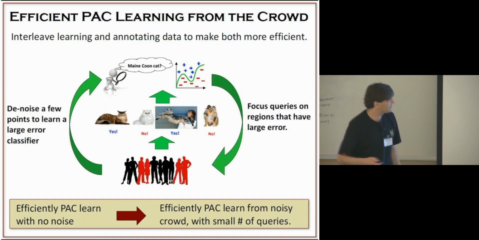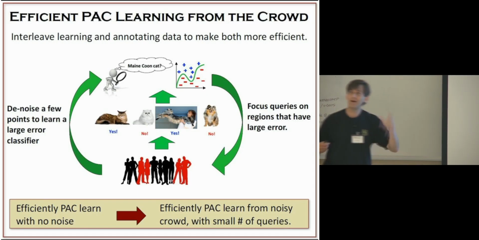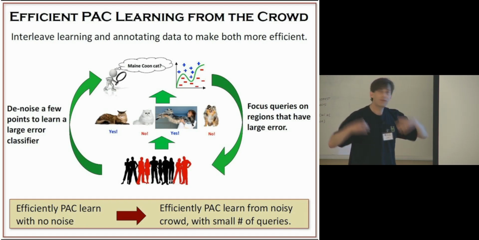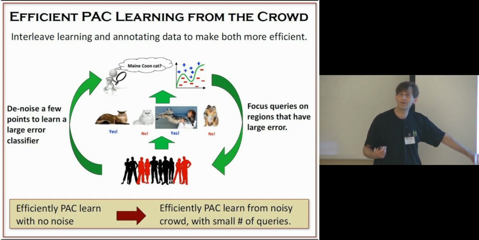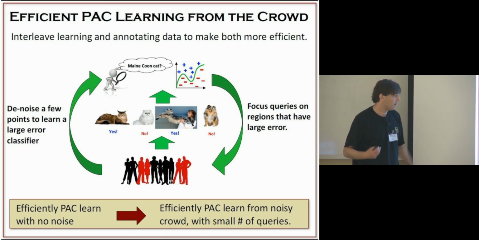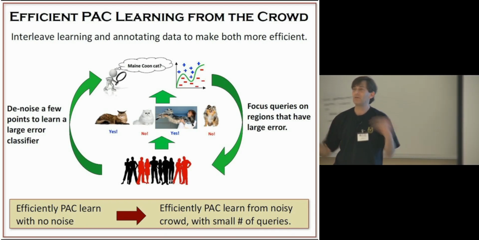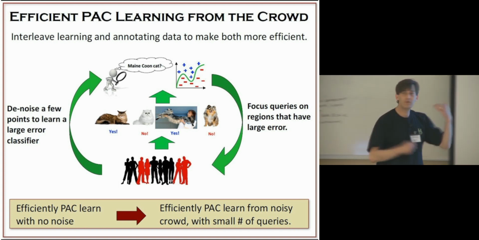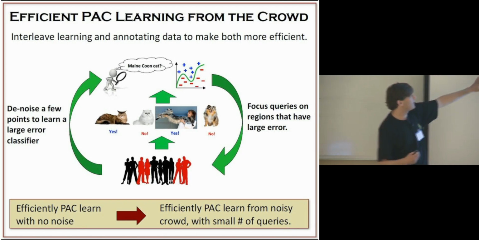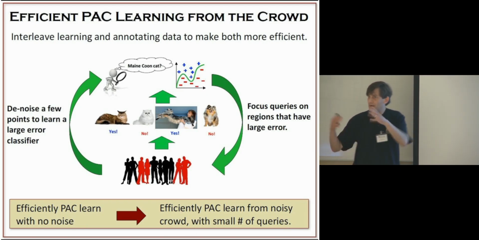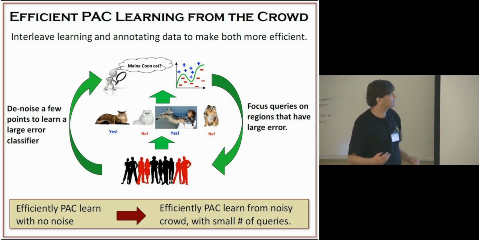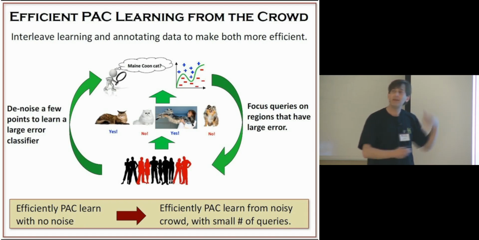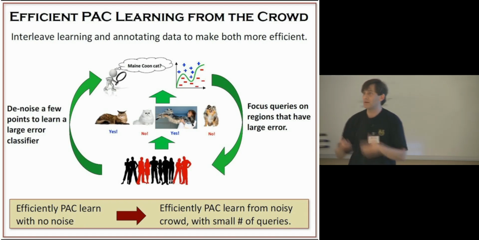Okay, so what this work is about is trying to combine these together, to interleave them, in order to make the computational problem as easy as the learning problem without noise, but where the total amount of labeling work has only blown up by a constant factor compared to the case of perfect labelers. And we're going to try to do that through an iterative process. We're going to denoise a few points to learn a modest error classifier, use that to focus our queries on regions that we care about more, and try to denoise them. This may sound a bit like boosting, and in fact we're going to be using boosting here.